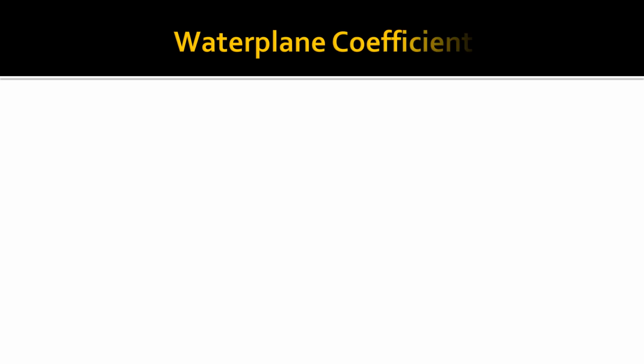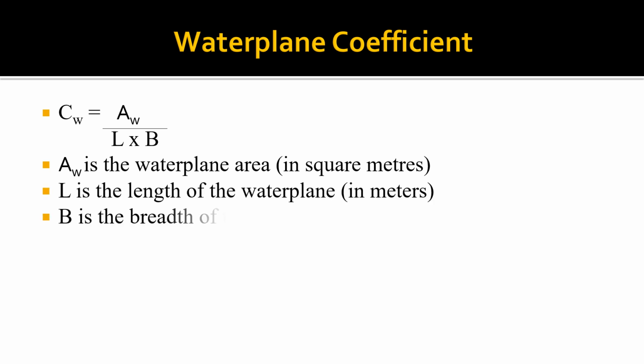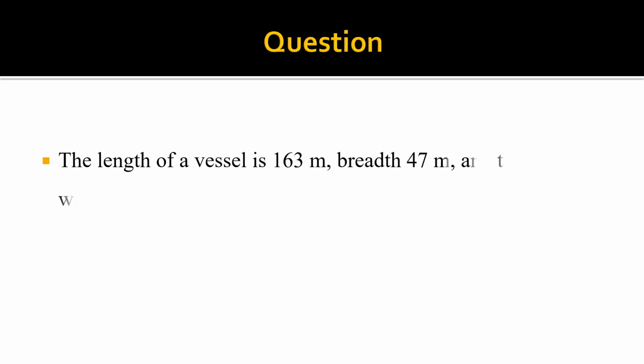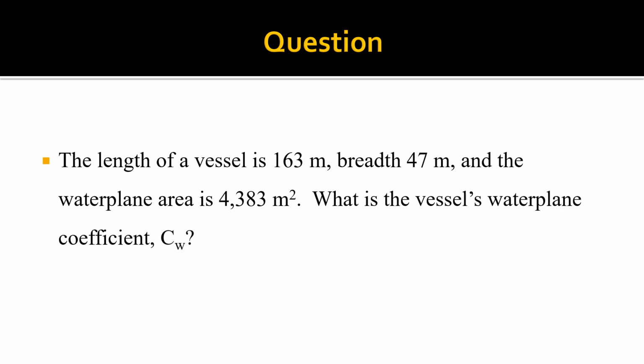Sometimes we might want to find the water plane coefficient. And so we can transpose the formula and we get water plane coefficient CW is equal to AW divided by length times breadth. Now let's try an example. We are given the following: the length of a vessel is 163 meters, the breadth is 47, and the water plane area is 4,383 square meters. What is the vessel's water plane coefficient, CW?